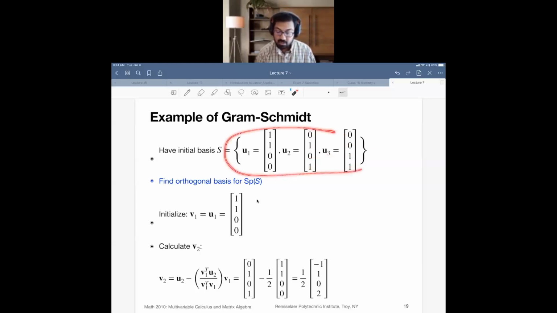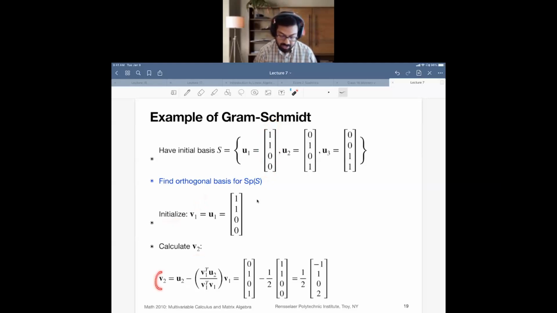So you have a set of 3 vectors. Each of the vectors is in R to the 4 space, and we are trying to find an orthogonal basis for the span of S, right? So we want to come up with some V1, V2, V3 so that we can still span the same subspace, but all the V's are orthogonal to each other. And we are doing that by using the systematic Gram-Schmidt procedure. Project, subtract, project, subtract, project, subtract. So what do you do? Initialize: for V1, there's no constraint. So V1 equals U1.